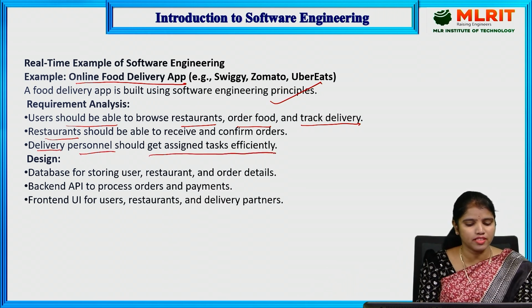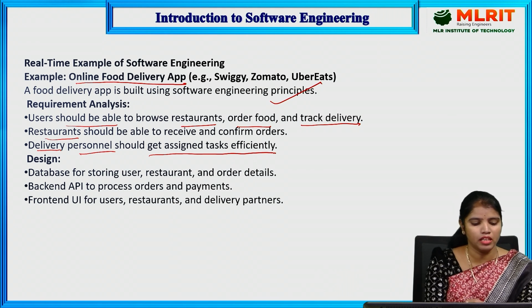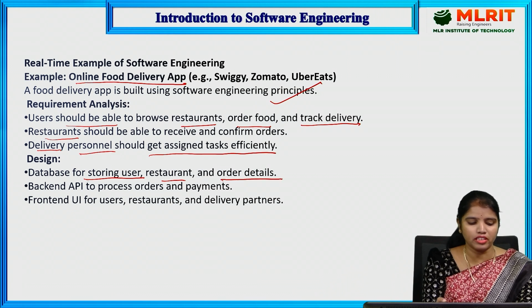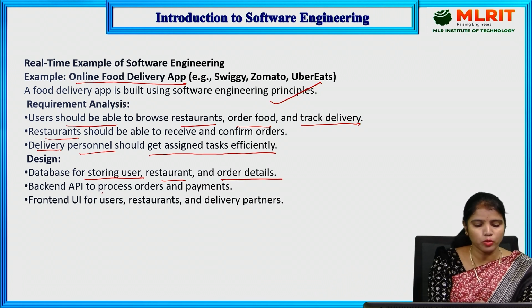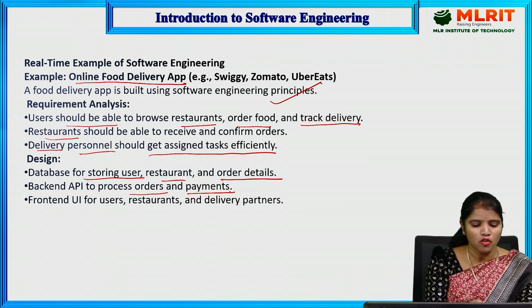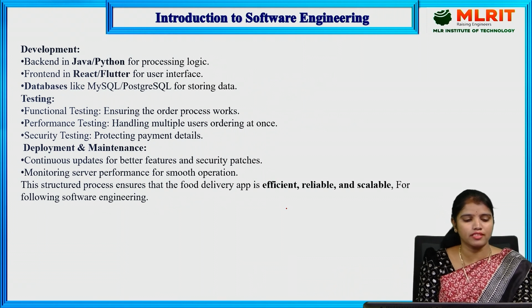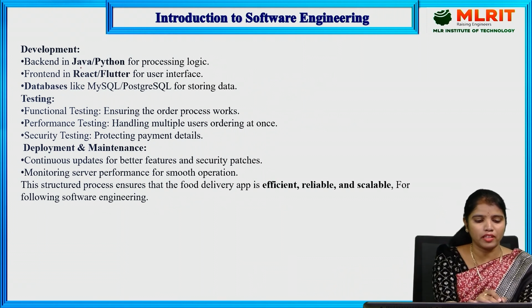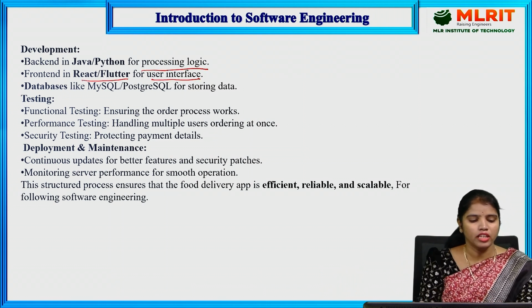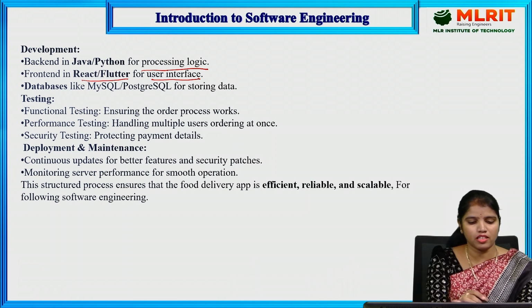Next, coming to the design. What are the design tasks for this example? A database for storing user, restaurant and order details. A backend API to process orders and payments. A frontend UI for users, restaurants and delivery partners. Now coming to the development for this example: the backend in Java or Python, where we can write the code for processing the logic, and the frontend in React or Flutter for the user interface. Databases like MySQL, PostgreSQL for storing the data.